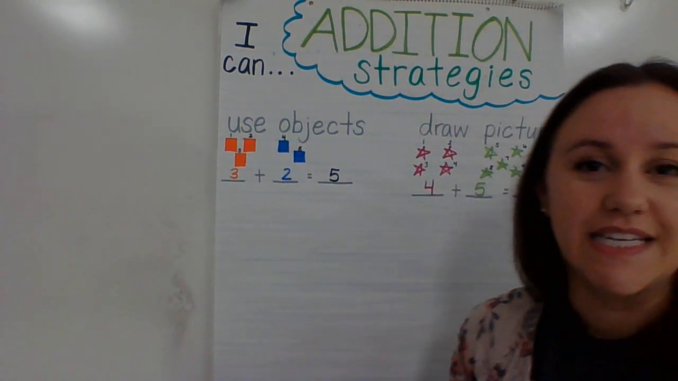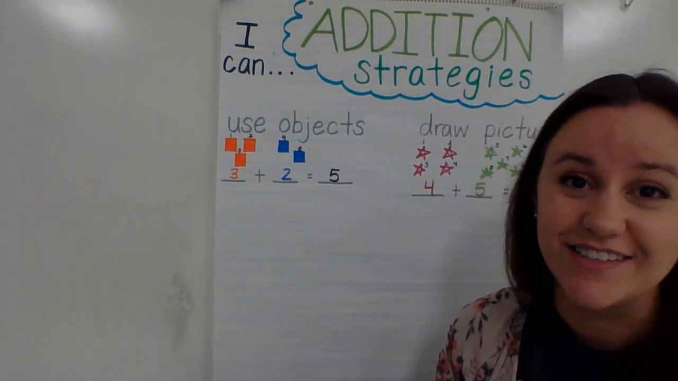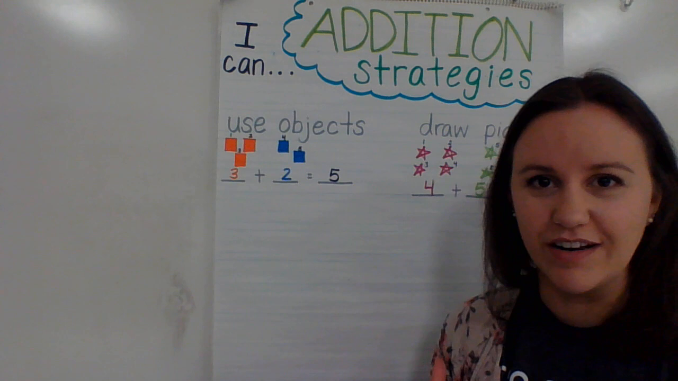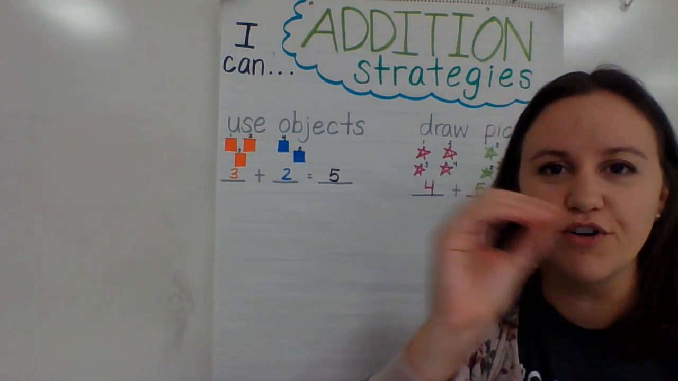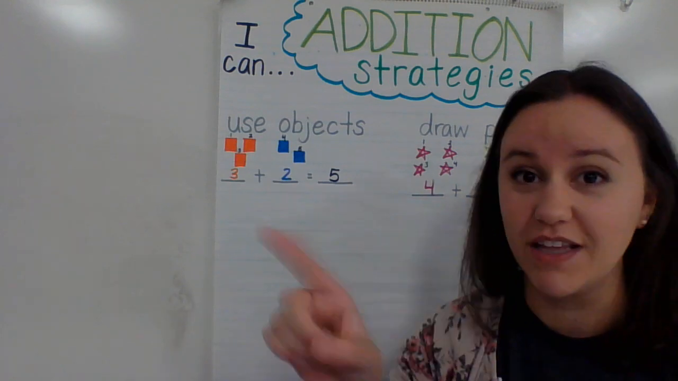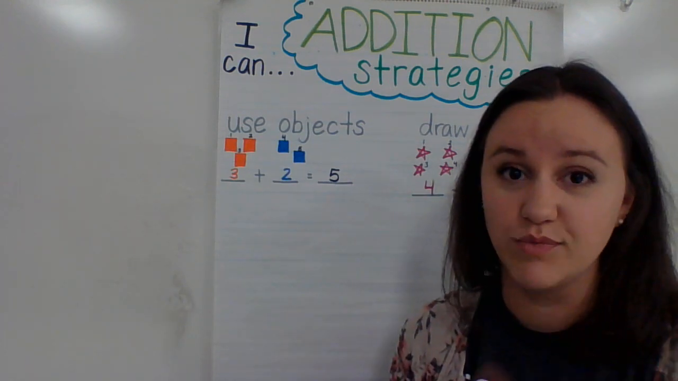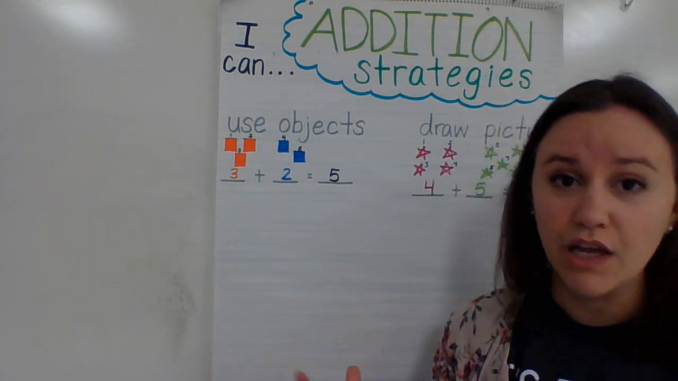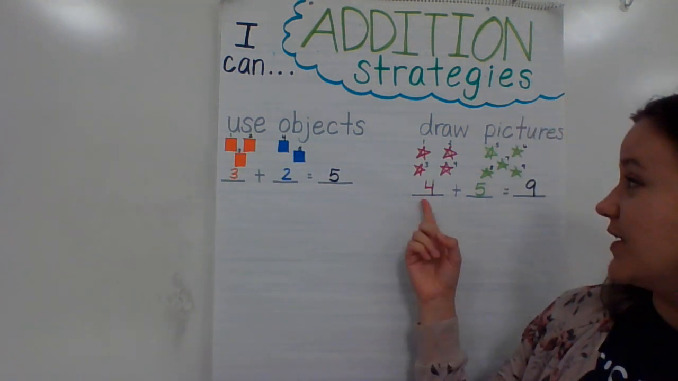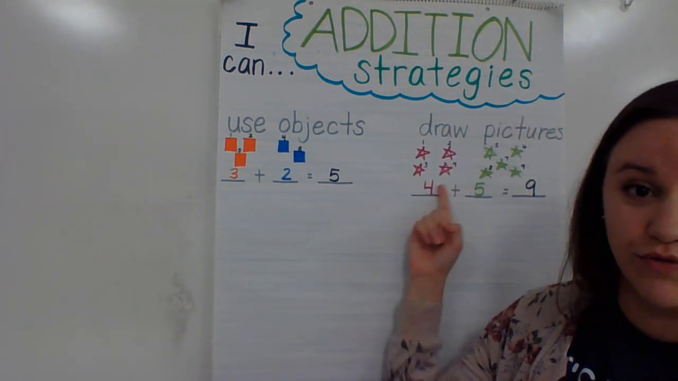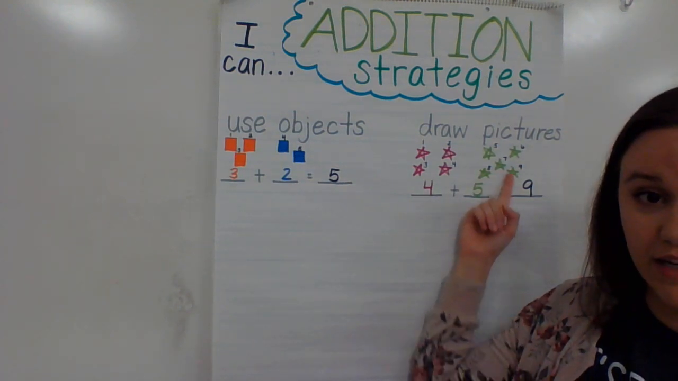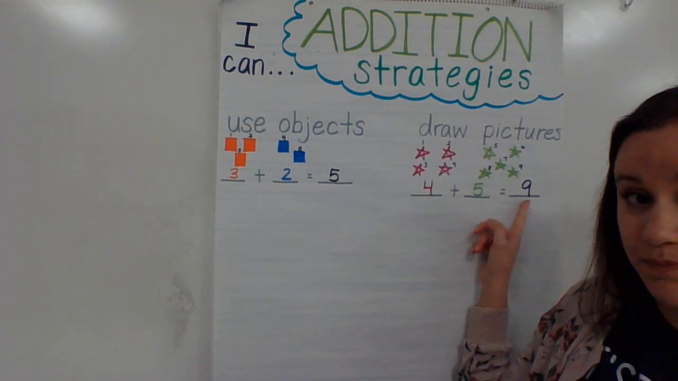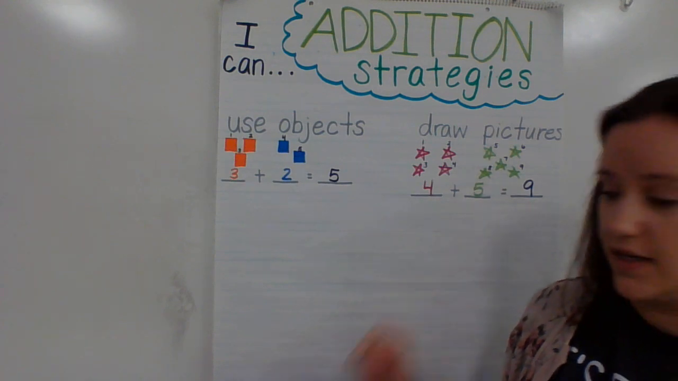Today, we're going to see that we can draw pictures to help us solve addition problems. So I did 4 plus 5. When I say draw pictures, I don't mean that you're going to draw an elaborate picture for every number. I did stars because that's something that I can draw really quickly. You might use circles or squares, triangles, anything that you can draw really quickly, you can use for the draw picture strategy. So I have 4, that's one add-in, so I drew 4 stars, and then 5 is my other add-in, so I drew 5 stars. And then I counted them all together to get my total, my sum, which is 9. So 4 plus 5 equals 9.